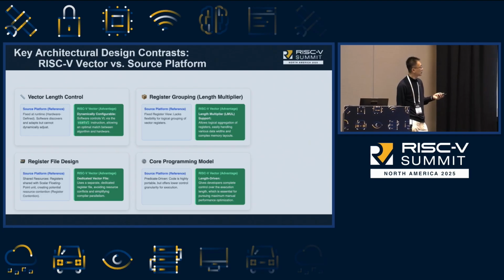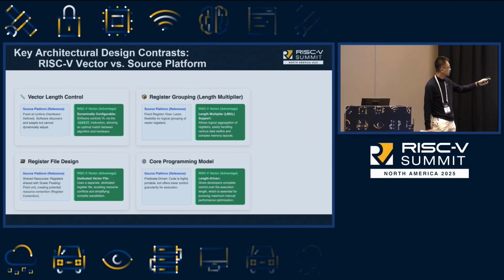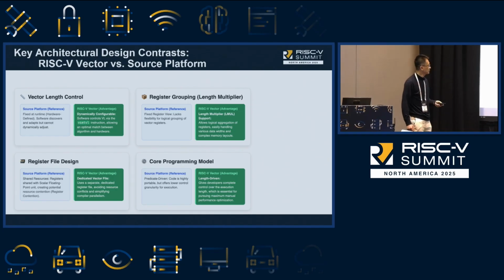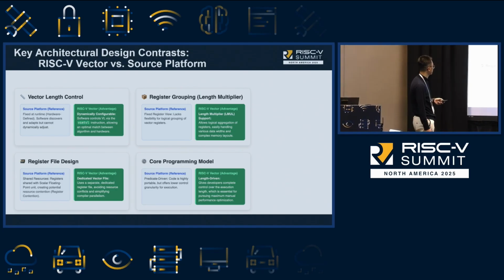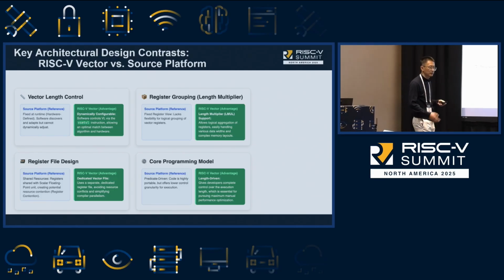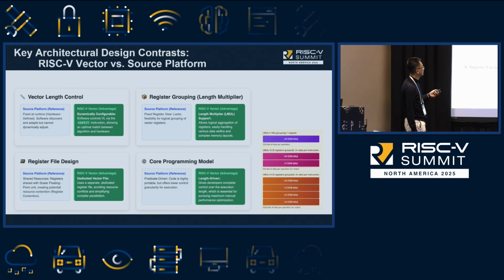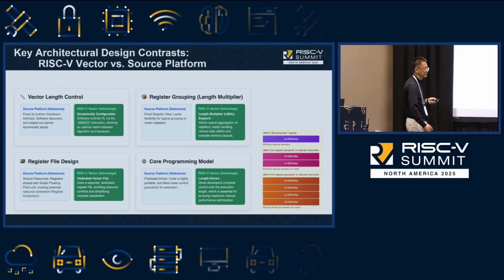RISC-V vector has a lot of unique features. Like their core programming model, it switched from predicate to vector length. I will talk about that later. Its register file design is not overlapping with the float registers. It has a separate, dedicated float register file and vector register file. On this page, I will talk about the two features on the top. These are usually the first hurdles people moving from other architectures to RISC-V vector will meet.